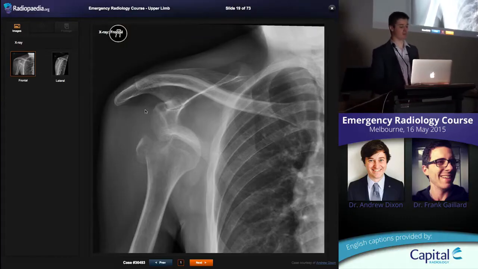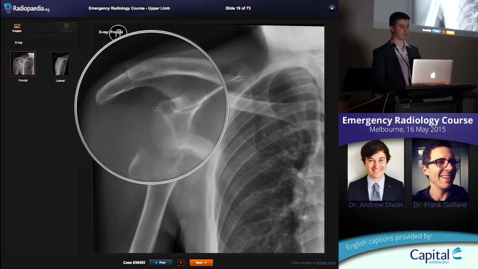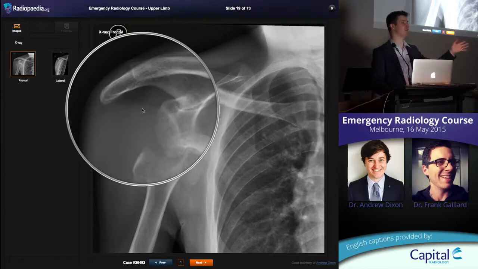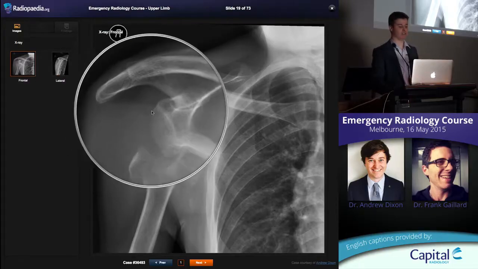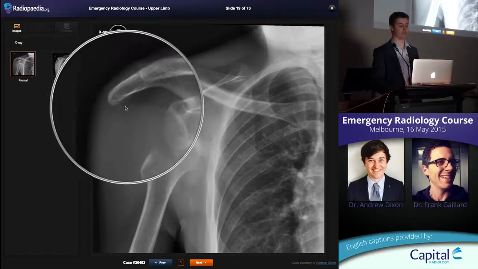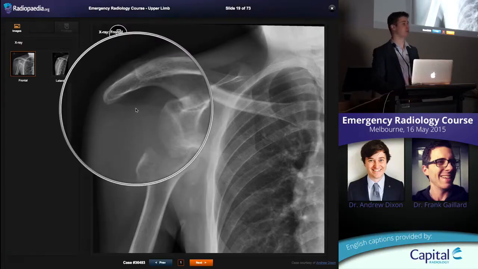So that extra finding, he said air fluid level, but he meant to say fat fluid level. You can see that perfectly straight line here. Perfectly straight lines in the body are an interface of a gravity-related level. It can be an air fluid level, it can be a fat fluid level. So this is a fracture dislocation of the humeral head with an associated lipohemarthrosis.